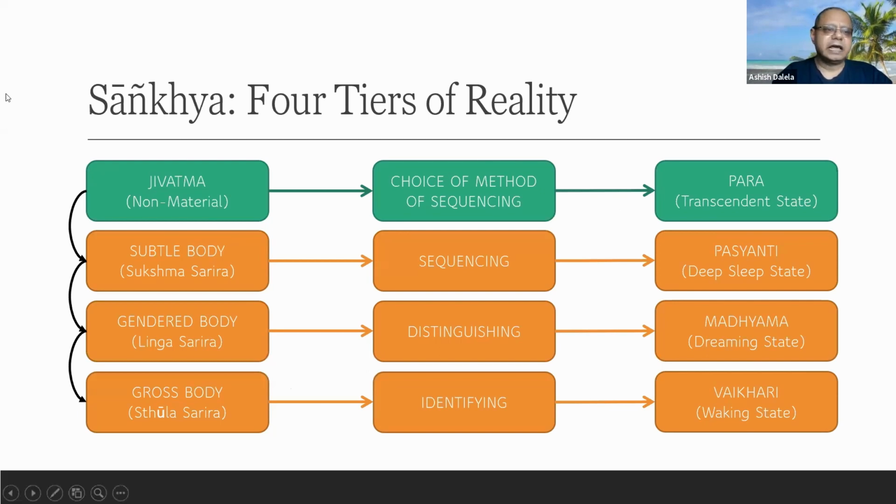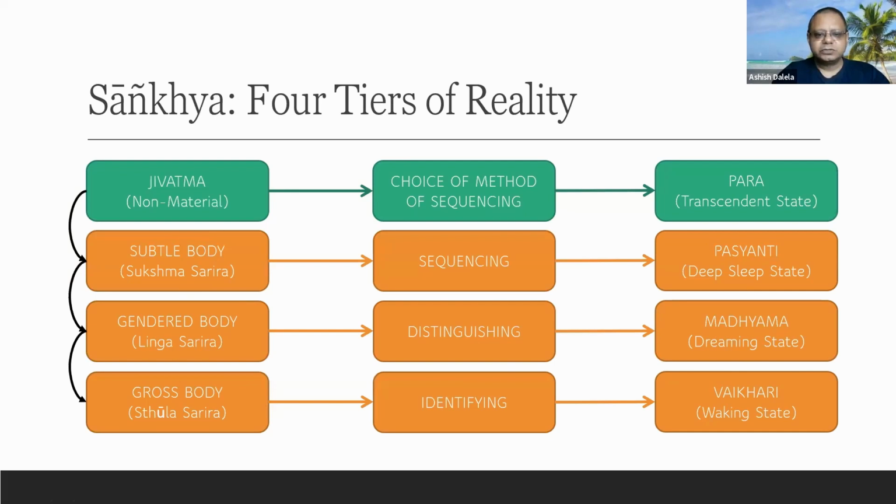There are 4 tiers of reality which are called by different names in different places. In some places these realities are called Sthula Sharira, Linga Sharira, Sukshma Sharira, and Jivatma. Sometimes they're called Vaikhari, Madhyama, Pasyanti, and Para. In yoga philosophy, the terminology Vaikhari, Madhyama, Pasyanti, and Para is used. And in Sankhya, the terms Sthula Sharira, Linga Sharira, Sukshma Sharira, and Jivatma are used.